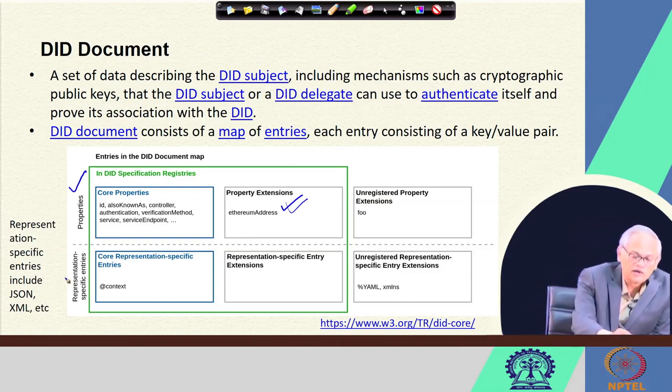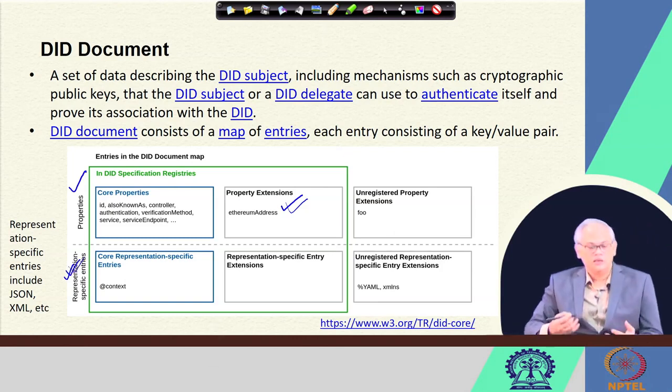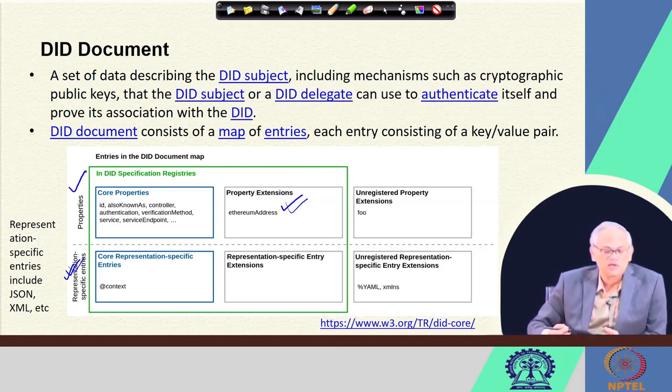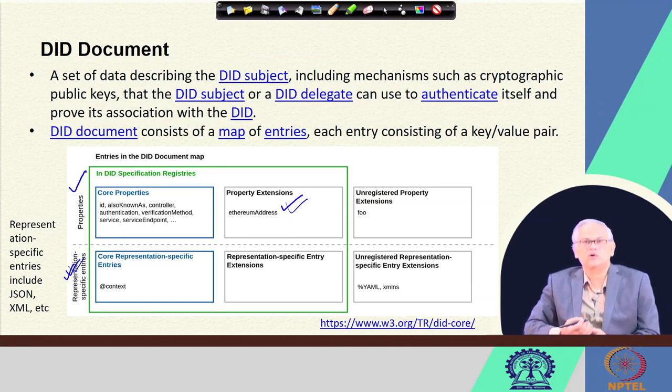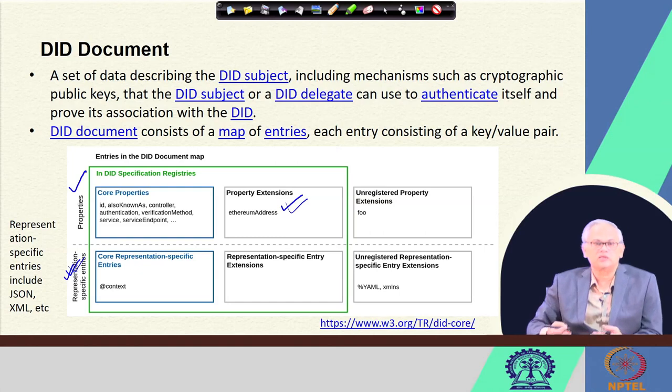Now, if we look at the representation specific entries, it tells us what the core representation specific entries are, like whether it is represented using JSON or using anything else, like XML and so on.